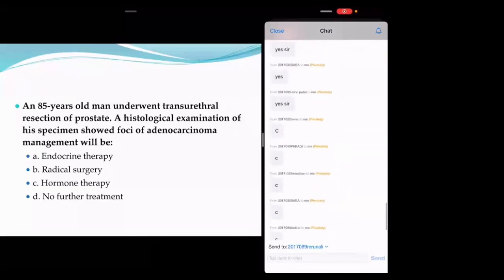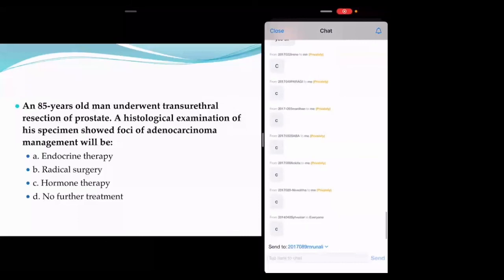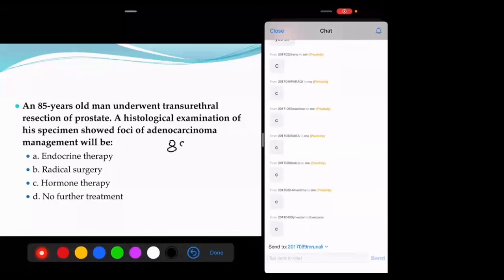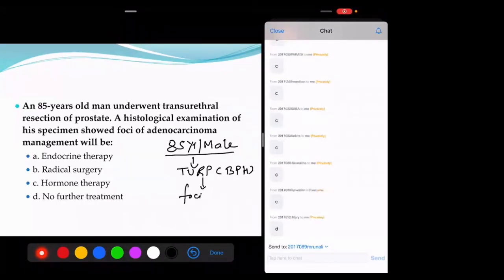Okay, let me explain this question, then you will understand. 85 years old male, he underwent TURP for BPH, not cancer prostate, for BPH. And then on histological examination, it was found that there were some foci of cancer. That means this is the case of localized cancer prostate, either T1A or B. So now, what are the options for localized cancer prostate?